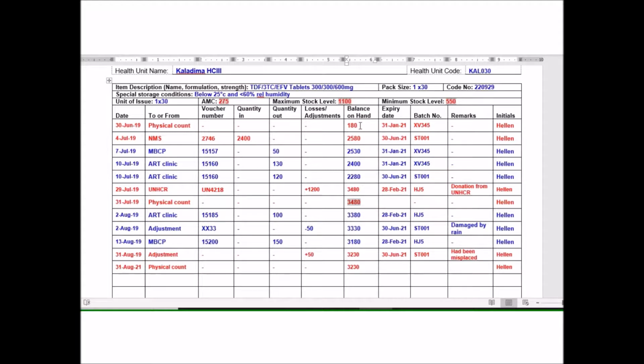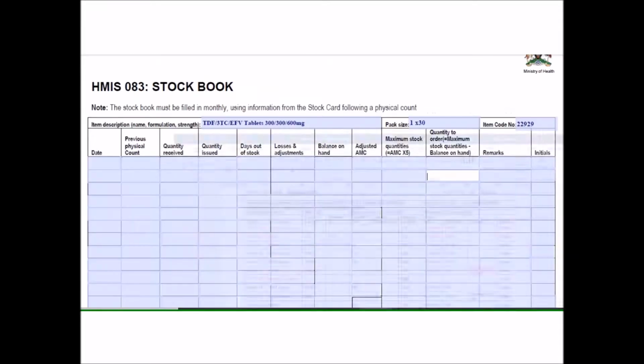Quickly, our opening balance for July is the closing balance for June, which is 180. So we go direct to our stock book and put 31st July 2019. Our previous physical count was 180.